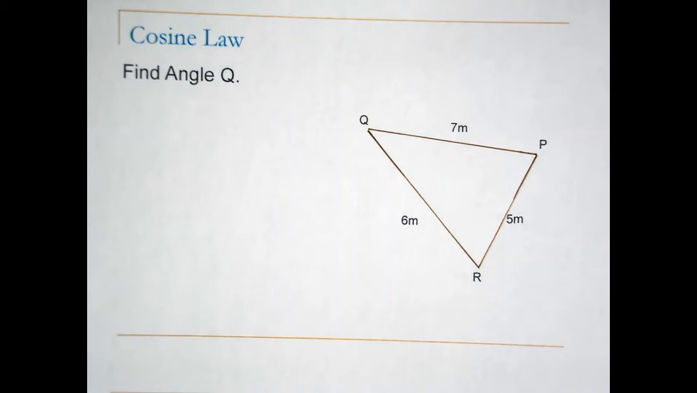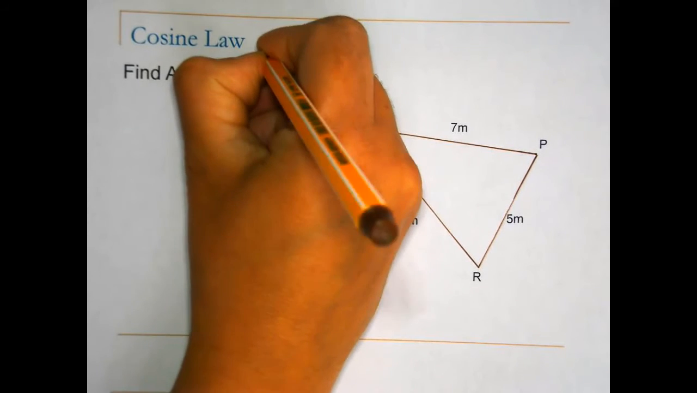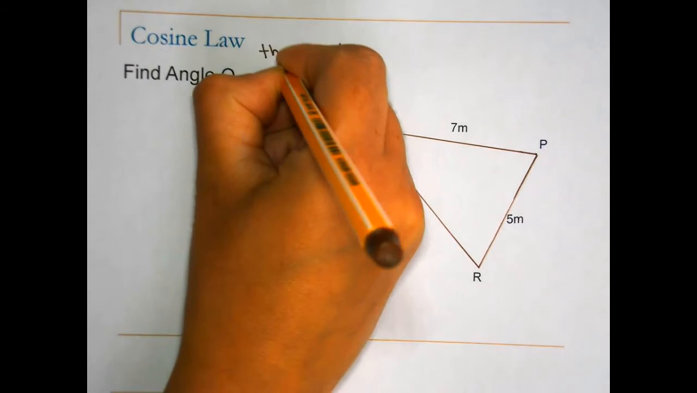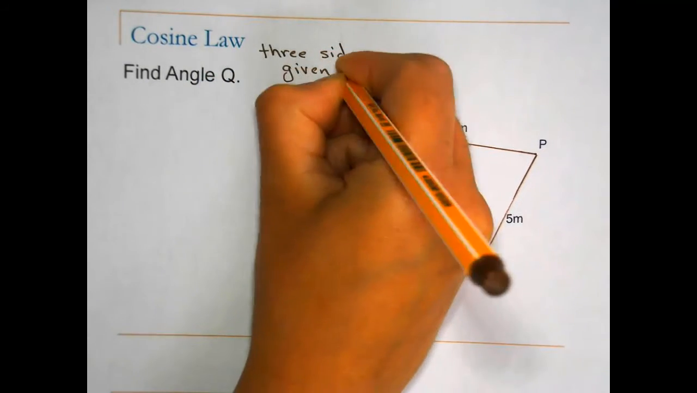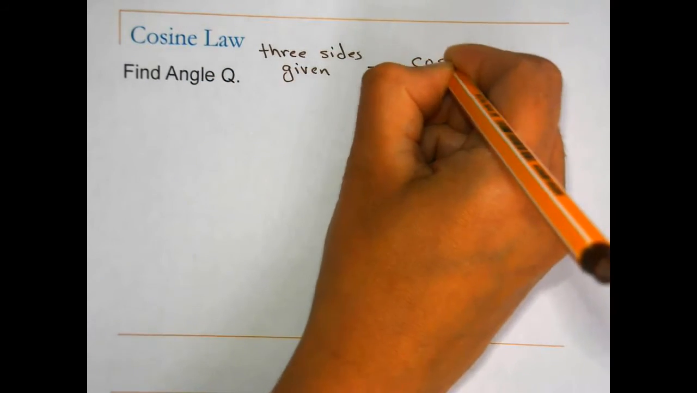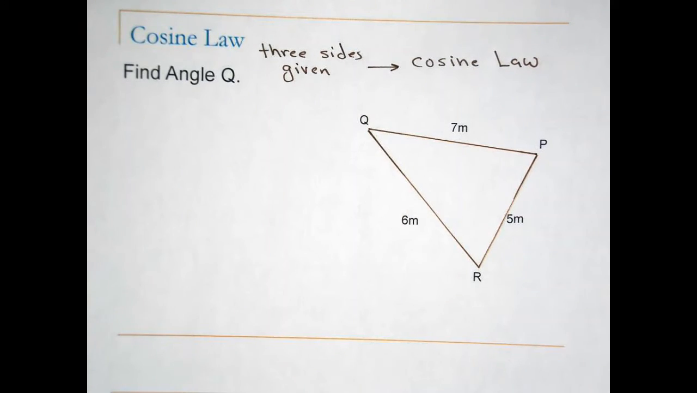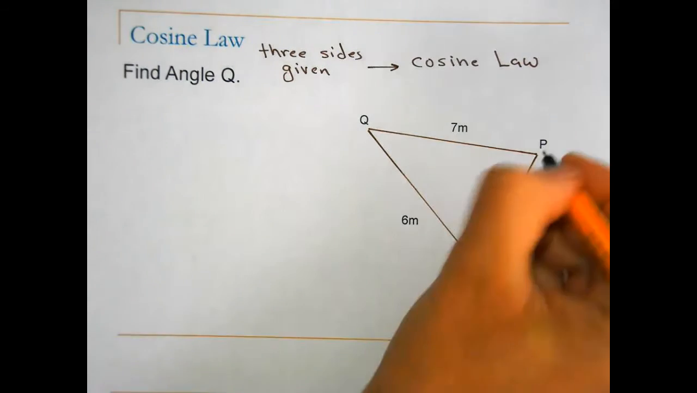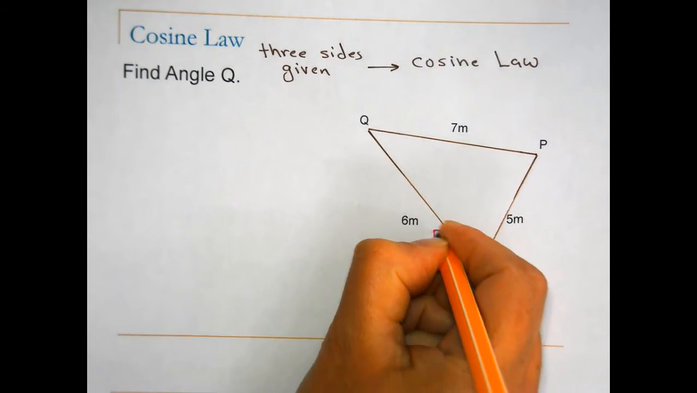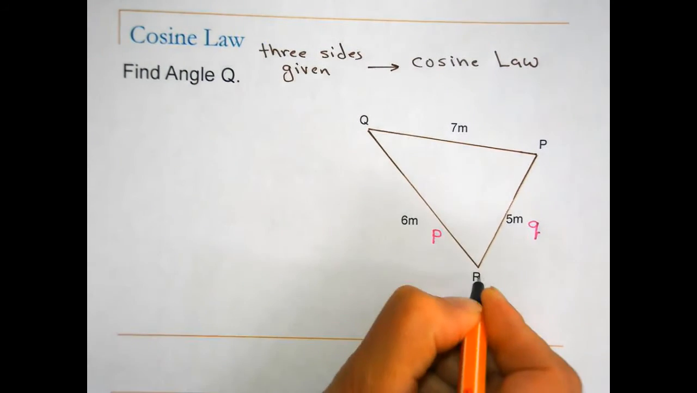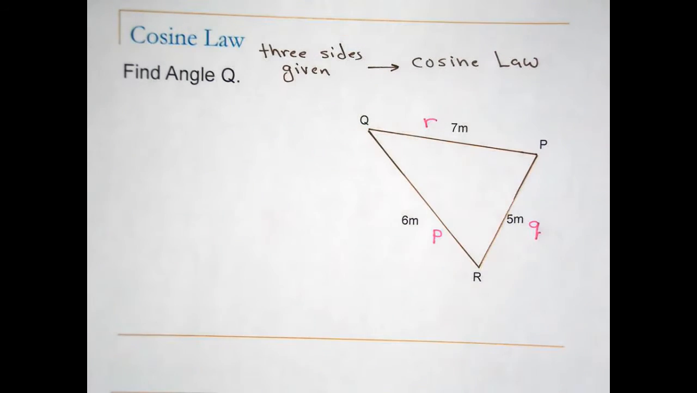Now again we have a non-right triangle and we have 3 sides given. Right away, it means cosine law. So first thing to do is to label. Angle P, that means this will be side P. Angle Q, so this is going to be side Q. Angle R, this is going to be side R.